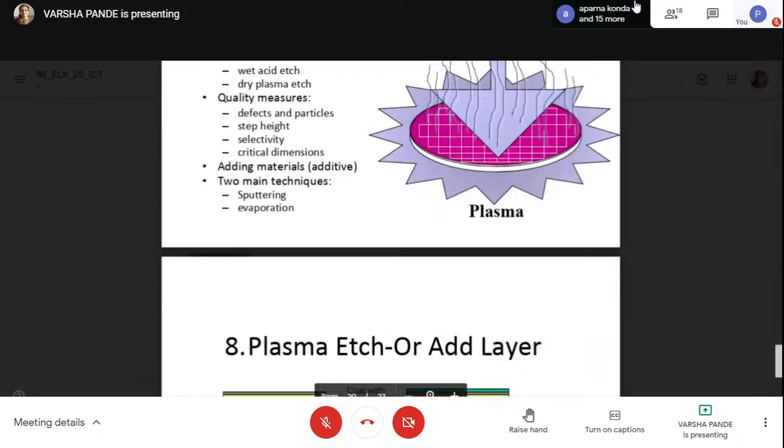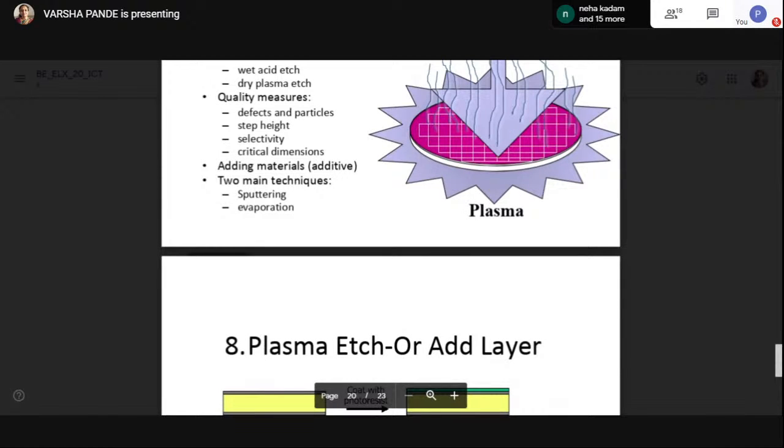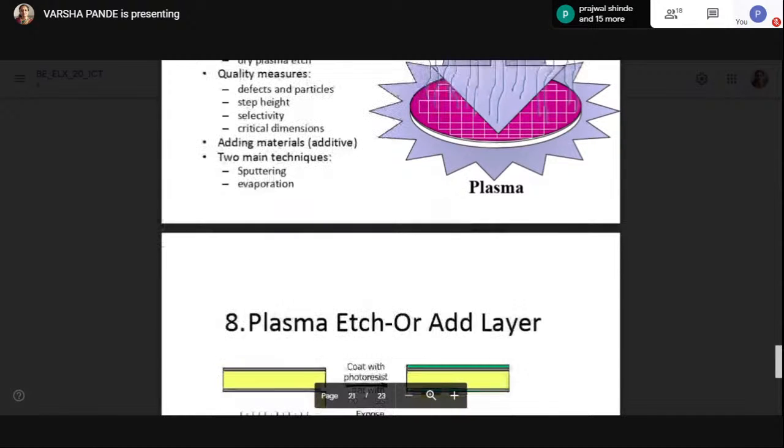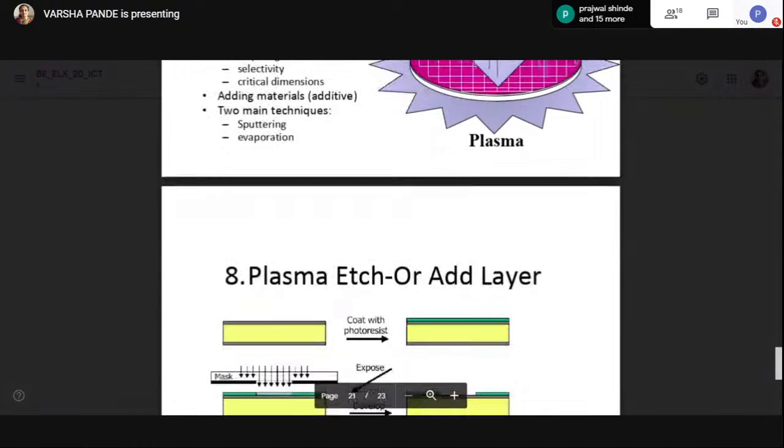Or suppose through that window we want to add something, or we want to do a doping operation, then we can use the diffusion process, or we can use the ion implantation process through that window, so that impurity ions can be added through that window. So like this, once the window is created, we can etch or we can add something.